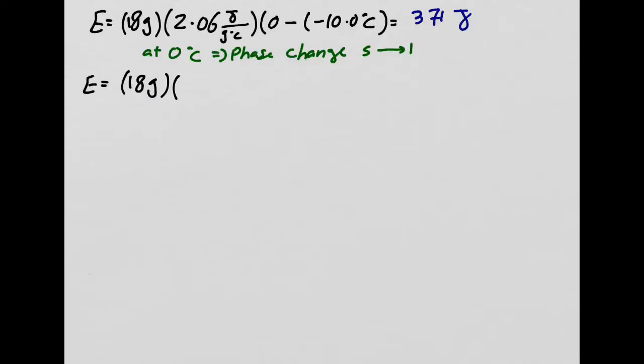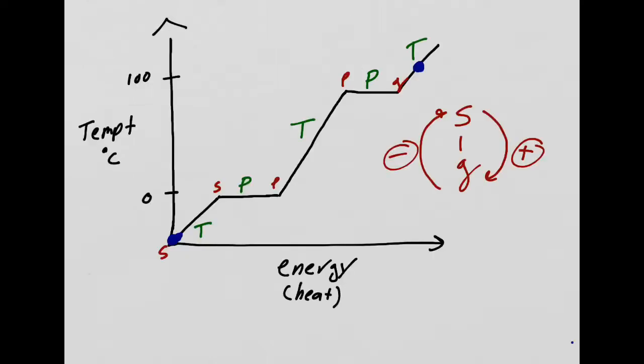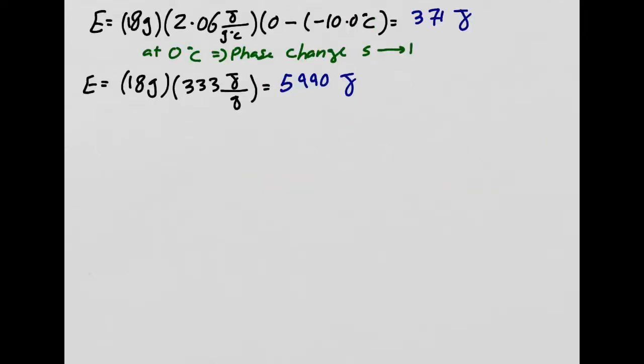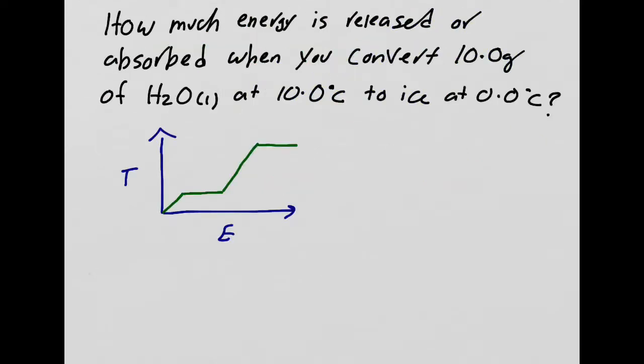Okay, so 333 joules per gram. What I end up getting is 5,990 joules of energy. Okay, now where am I? I'm right here. Everything has been converted to liquid. Now if I apply energy, it's going to go towards T change.